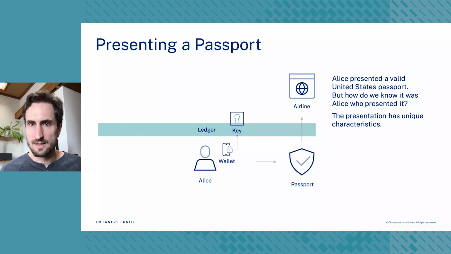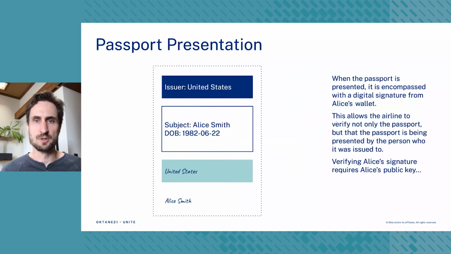At this point, we know that Alice has presented a valid passport, but we are missing a crucial piece of information, however. How do we know it was actually Alice that presented it rather than an imposter? Let's take a closer look at the passport that was transferred to the kiosk via NFC. When the passport is presented, it is not simply a copy of the passport that was issued to Alice. The passport itself is encompassed with another digital signature from Alice's wallet, in what is known as a credential presentation. This digital signature can be triggered using hardware-protected keys with biometric unlock, just like mobile payments, giving full end-to-end authentication.